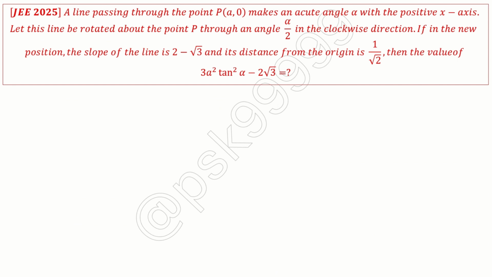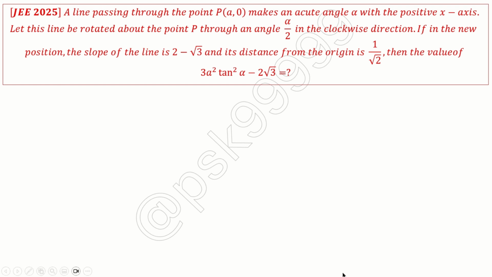A line passing through the point P (a, 0) makes an acute angle alpha with the positive x-axis. Let this line be rotated about the point P through an angle alpha by 2 in the clockwise direction. If in the new position, the slope of the line is 2 minus square root of 3 and its distance from the origin is 1 by root 2, then the value of 3a square tan square alpha minus 2 root 3.